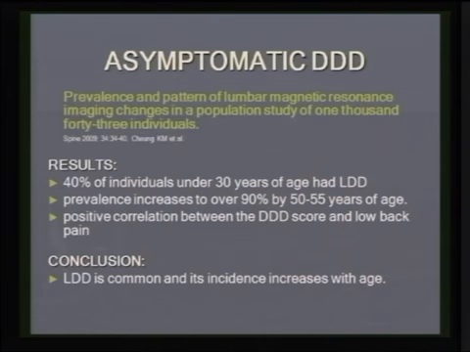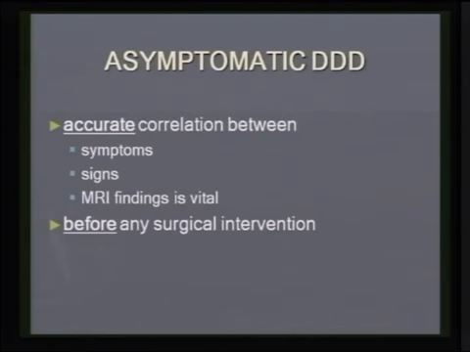So lumbar disc degeneration is very, very common. Its incidence increases with age, and we have to understand that it's commonly seen in the absence of any significant low back symptoms. So the important point, I think, which has to be made at this stage is that there has to be an accurate correlation between symptoms, signs, and MRI findings in particular before any surgical intervention is undertaken. And the accurate diagnosis, more and more, now is falling upon our hands rather than clinical assessment in being able to make an accurate and concise diagnosis on MRI.